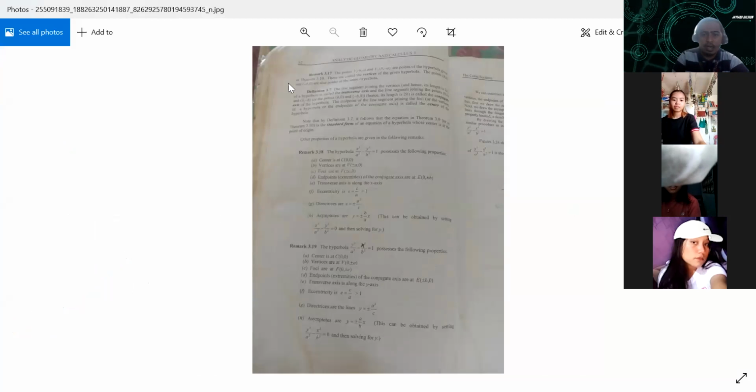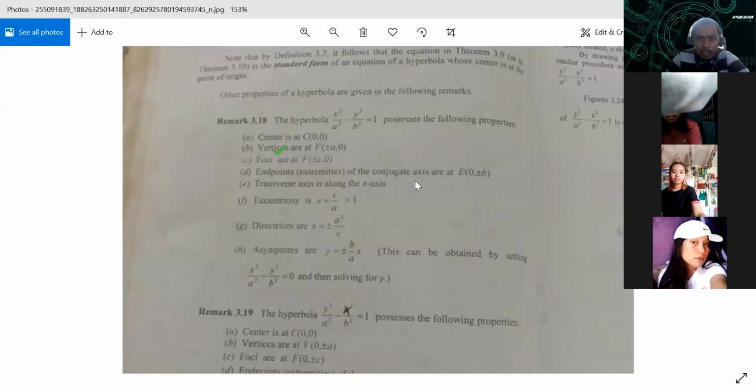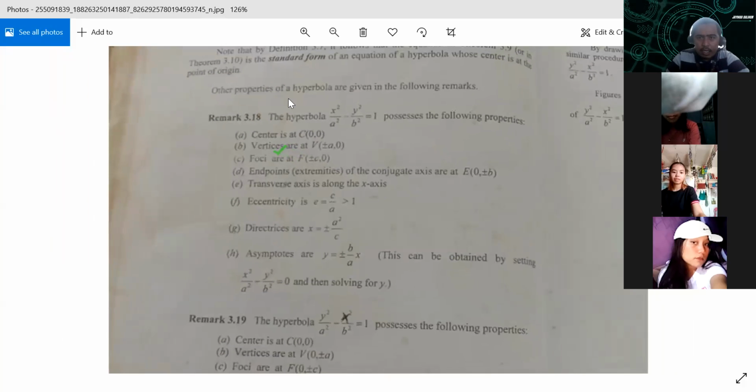So there are theorems for us to remember. Let's start with this theorem. The same as in the ellipse, there are 4 theorems to remember. I think we also have 4 for parabola, right? 4 for parabola, 4 for ellipse, and 4 for hyperbola. So here, this is the theorem. Let me zoom it out so you can see clearly. This is the theorem that we will be using if this is the equation of your hyperbola.